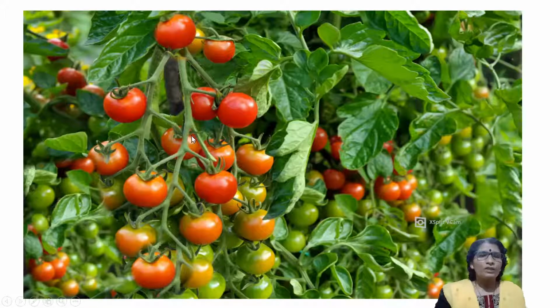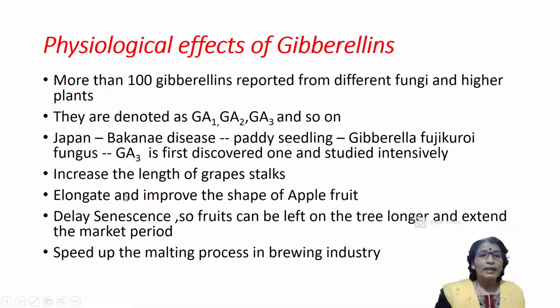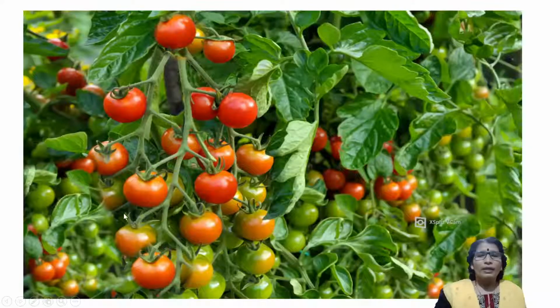How can we stop this situation? By spraying gibberellins on the tomato crop, what happens? Delayed senescence means the ripening of tomatoes stops. So fruits can be left on the plant for a long time and the market period is extended. Here, this tomato crop is sprayed with gibberellins. That is why tomatoes, without ripening, can stay for a long time on the plants. That is why there is no need to harvest the complete crop at a time. The farmer can harvest the tomatoes step by step in small quantities and immediately shift them to the market.